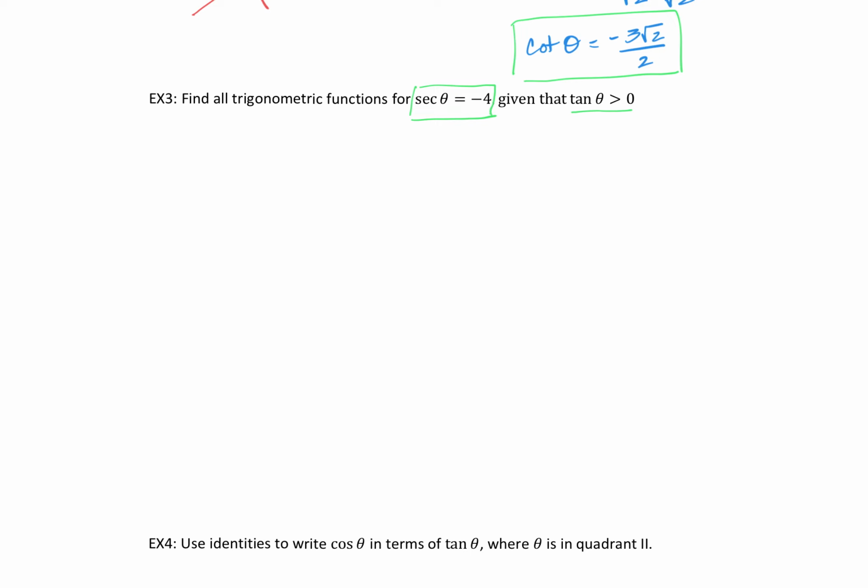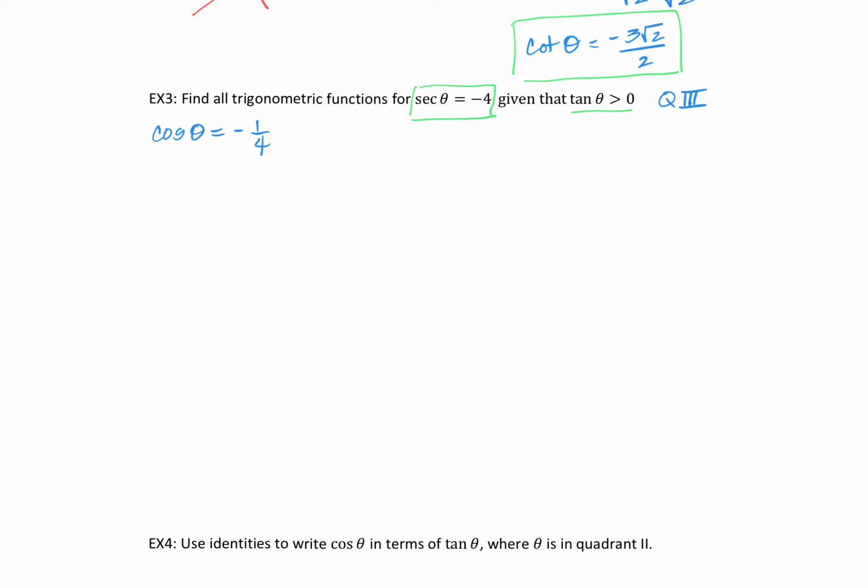So first of all, tangent is positive in quadrant 1 and quadrant 3. Secant has the same sign as cosine does, and cosine is negative in quadrants 2 and 3. So this must be quadrant 3. And that may be important to us when we start finding the other trig functions. So I do have secant, which means I have its reciprocal, which is cosine. Cosine of theta is going to be flip it, so it's going to be -1/4, good value. And if secant is negative, cosine's negative, especially if you're in quadrant 3, cosine's negative.